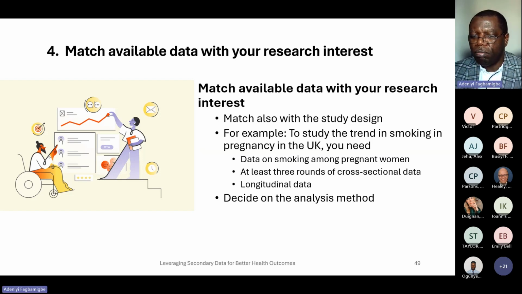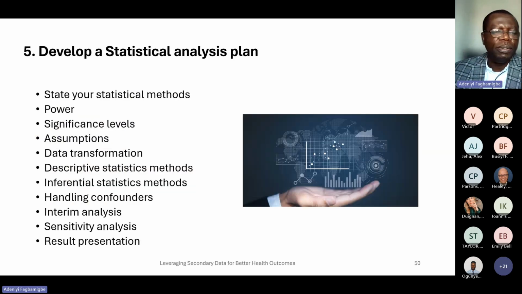And of course, you will now think about the trend. If we are talking about a trend, then it should be more than two. So you need at least three rounds of cross-sectional data, or at least longitudinal data that has more than two time points. And of course, you now decide on the analysis method.